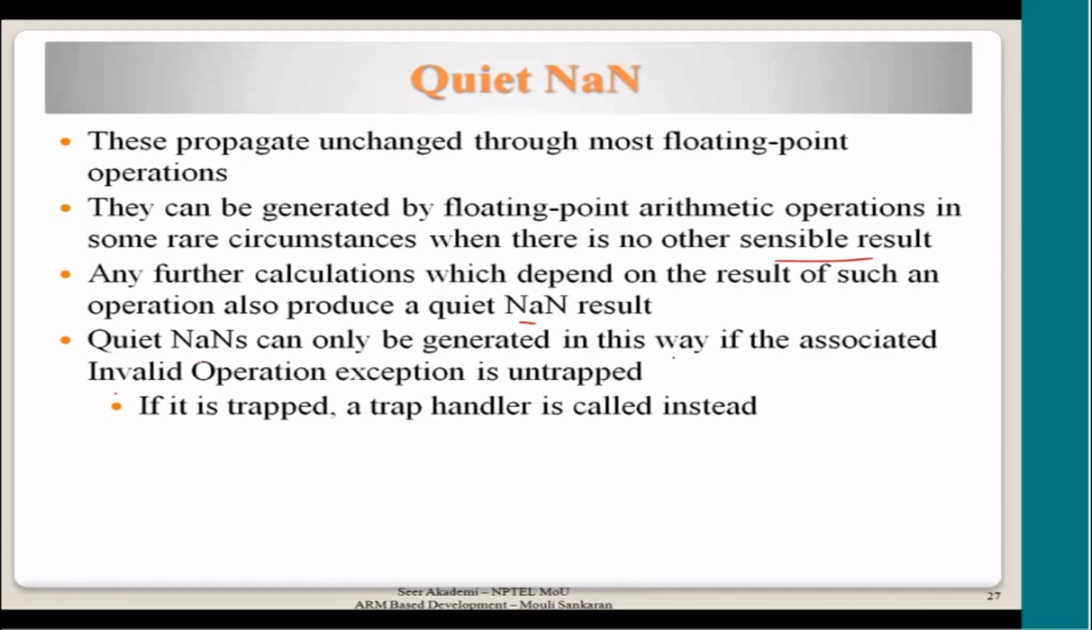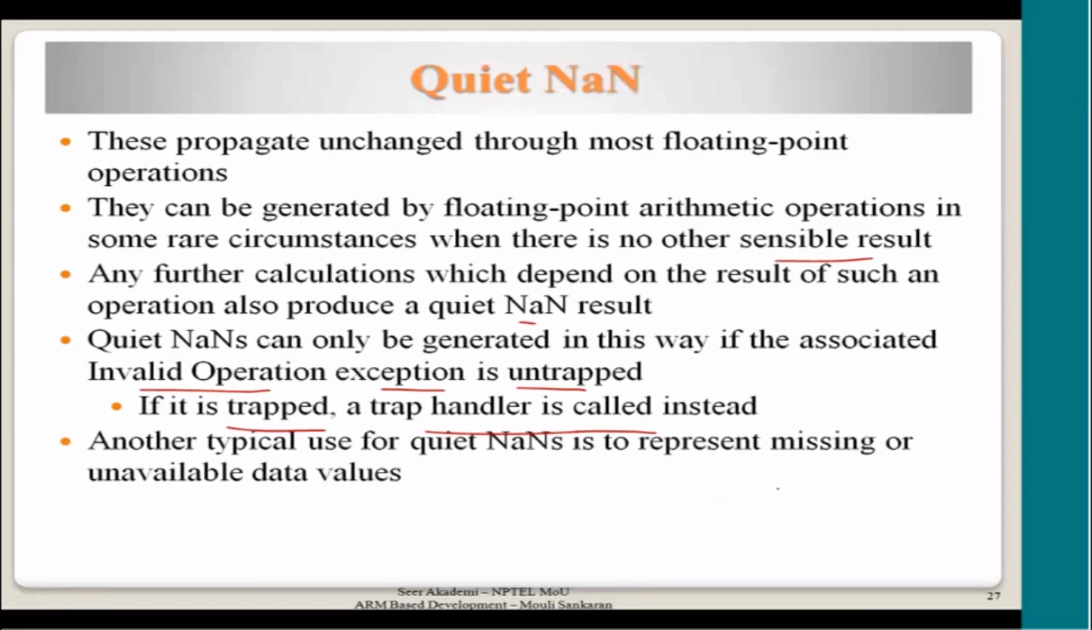The quiet NaNs can only be generated this way if associated with an invalid operation. If you are generating an exception and the exception is untrapped, you use a quiet NaN. If it is trapped, then the trap handler is called. See, floating point I will be explaining in a later session. I thought I would talk about NaN here. If you don't follow this, you may have to read some literature to understand it. Because of the time limit, I'm going a little faster here. If a trap is there, then you don't need a quiet NaN representation. Otherwise, if you don't use any trap, then you can have a quiet NaN in the floating point method.